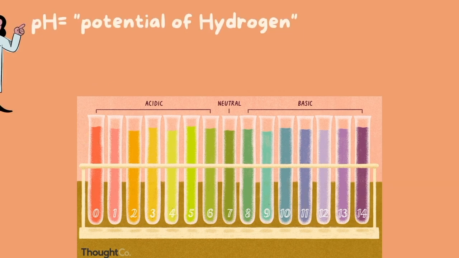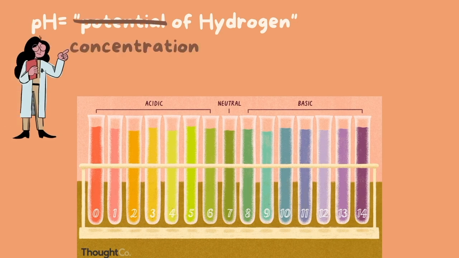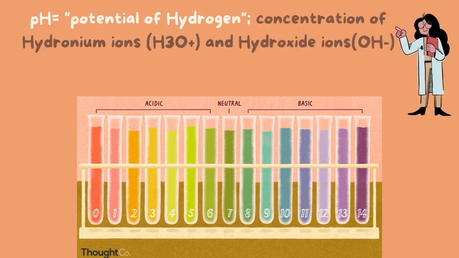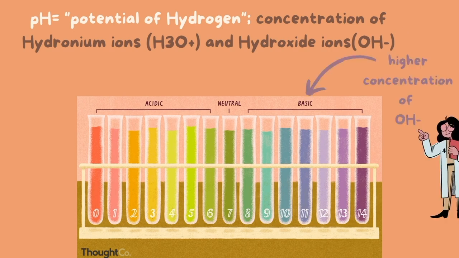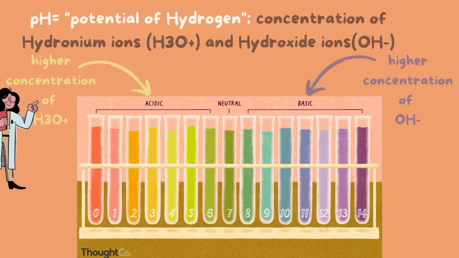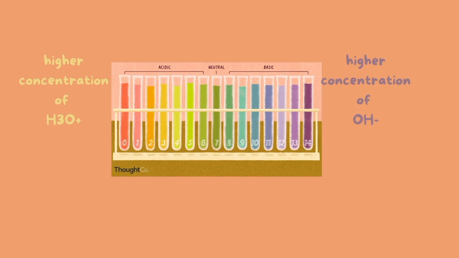pH stands for potential of hydrogen. However, I like to think of it as a concentration of hydrogen because concentration helps me understand the definition better. More in depth, it really means the concentration of hydronium ions and hydroxide ions, because a solution will either have more hydronium ions or it will have more hydroxide ions, meaning it will be more acidic or more basic. Your basic solutions will have a higher concentration of hydroxide ions, and your acidic solutions will have a higher concentration of hydronium ions. Okay, let's look at an example using hydrochloric acid.